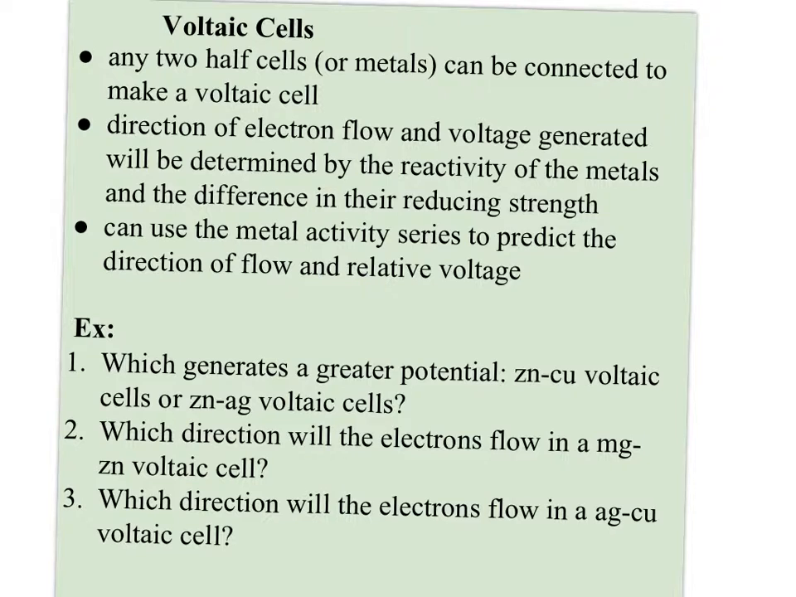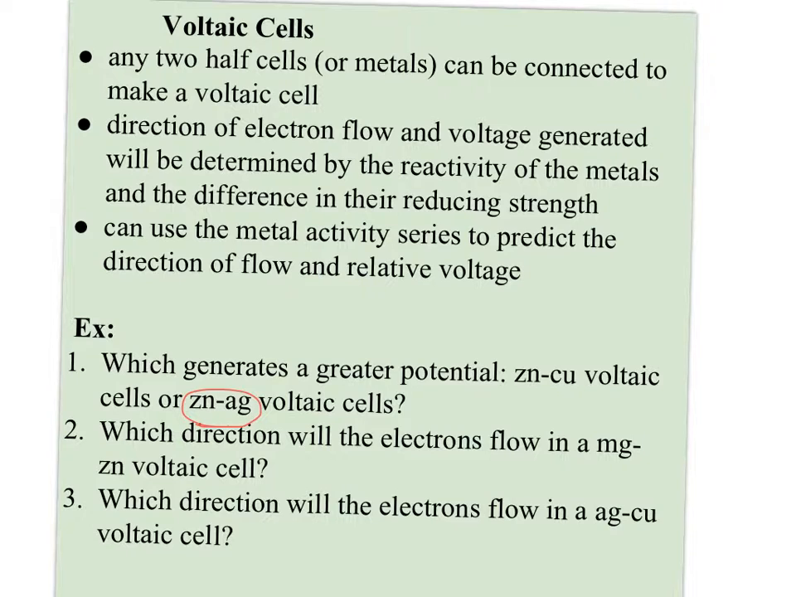So for example, which generates a greater potential? Zinc and copper or zinc and silver? Well, if you look at the metal reactivity series, you will see that zinc is the more reactive metal in both cases, but copper is slightly more reactive than silver, so there's going to be a bigger difference between zinc and silver than zinc and copper.